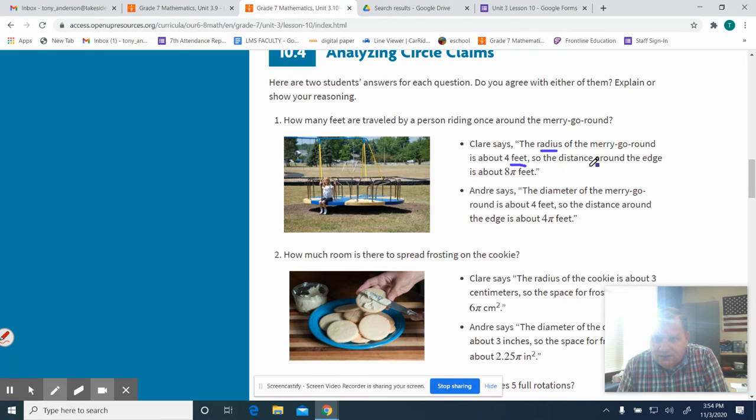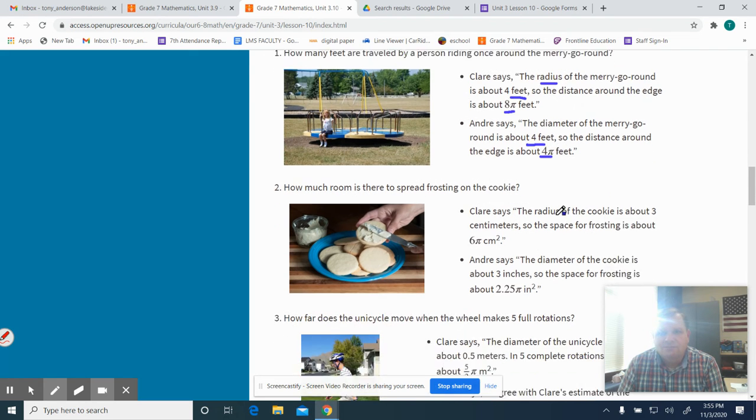Claire says you need the radius of the merry-go-round. It's 4 feet, so the distance around is about 8 pi. Well, she's correct because 2 radii makes a diameter. Andre says the diameter is about 4 feet, and so the distance around the edge is 4 feet. If you think about these old-timey merry-go-rounds, 4 feet is not a big merry-go-round. So his estimation of 4 feet for the diameter might be a little off.